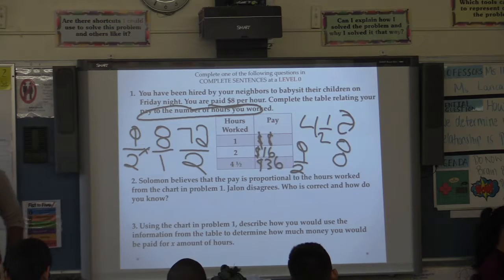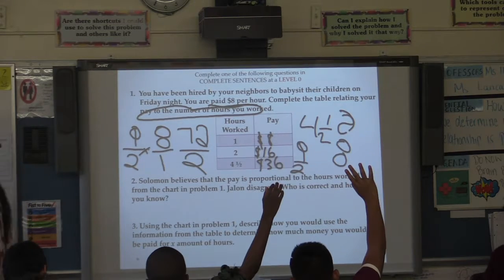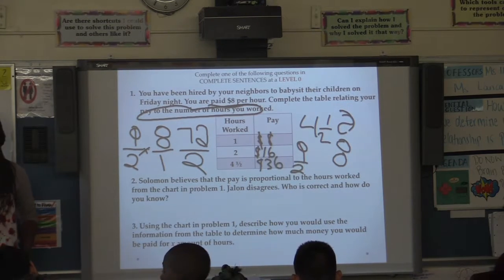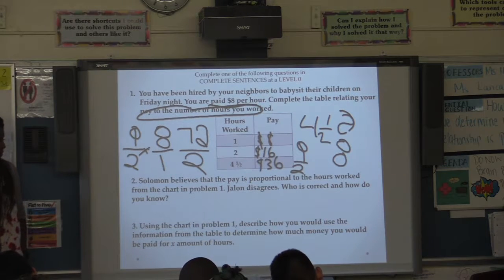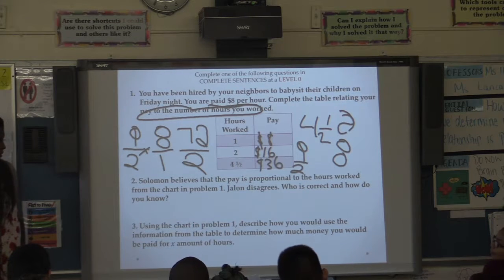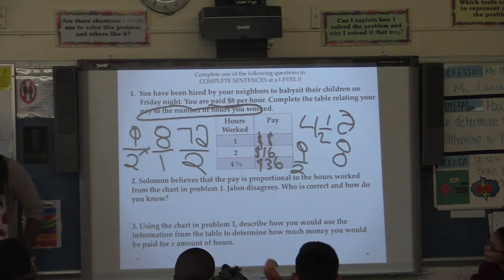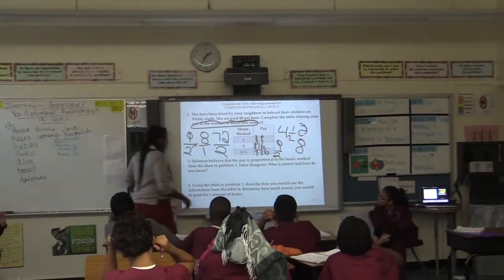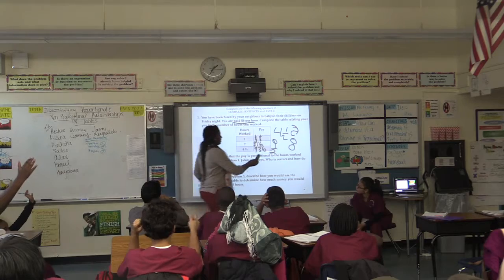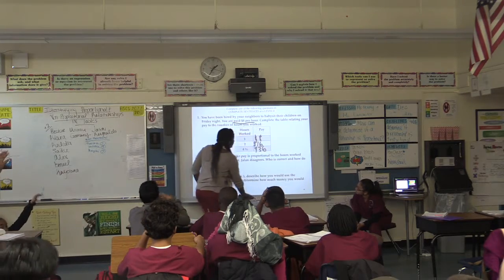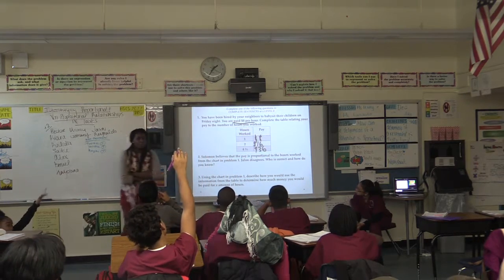Can we have somebody please read number 2? Nice and loud. Reynaldo, go ahead. Solomon believes that the pay is proportional to the hours worked from the chart in the problem. Jalon disagrees. Who is correct and how do you know? So who is correct here? Solomon says that our chart is proportional, and Jalon's over here like, nope, I don't think so. Who's right? I don't know.